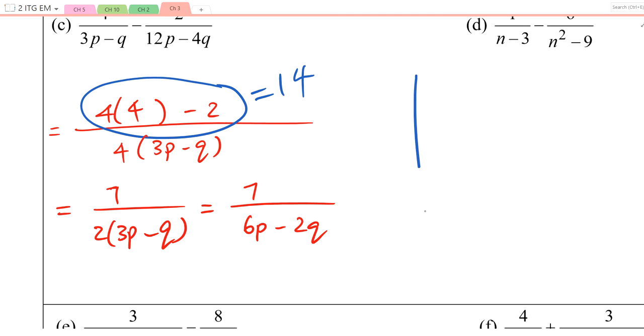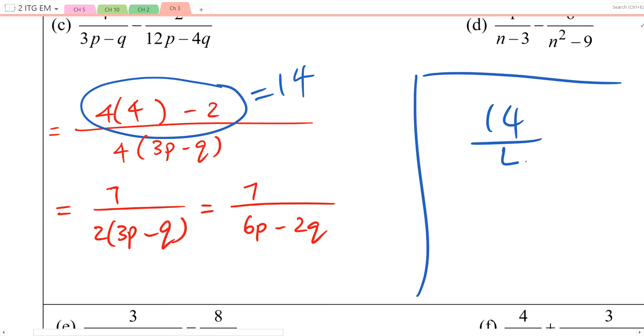You learn in primary school that you cannot leave your answer as 14 over 4, right? You cannot leave your answer as 14 over 4, right? So this must be simplified to 7 over 2.